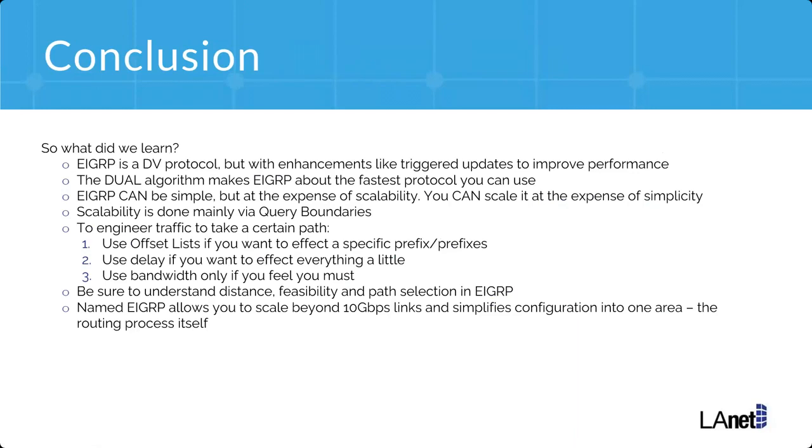Remember that EIGRP can be simple, but at the expense of scalability, and that you can scale it, but at the expense of simplicity. I like to think of scalability and simplicity as being two sides of a scale. And the more weight you put on one, the more you lose of the other, right? You want extreme simplicity, then you're not going to get a lot of scalability. You want a lot of scalability, then you're not going to get much simplicity.